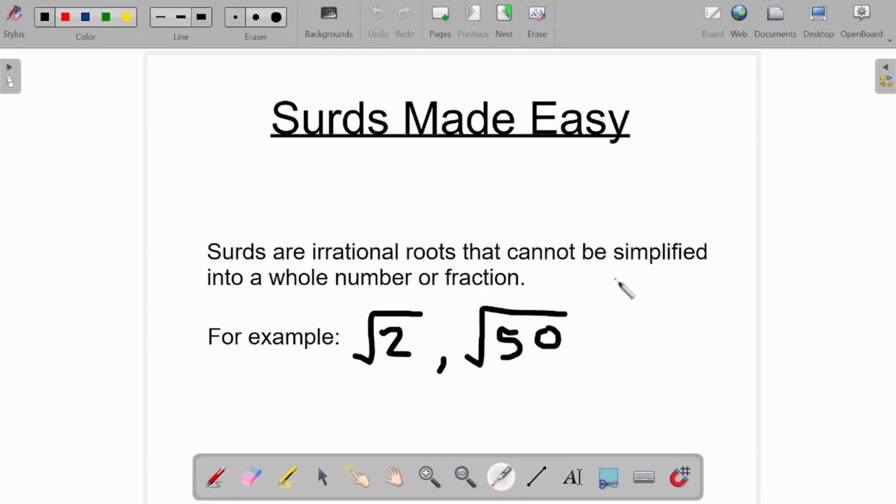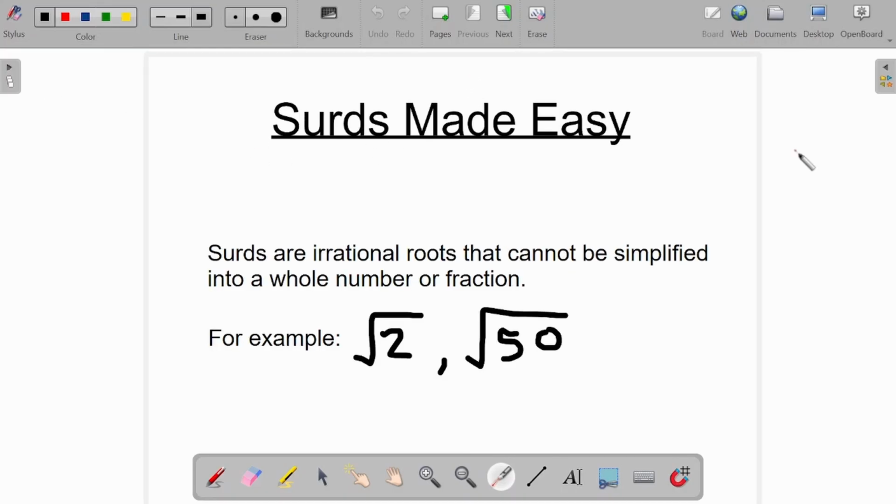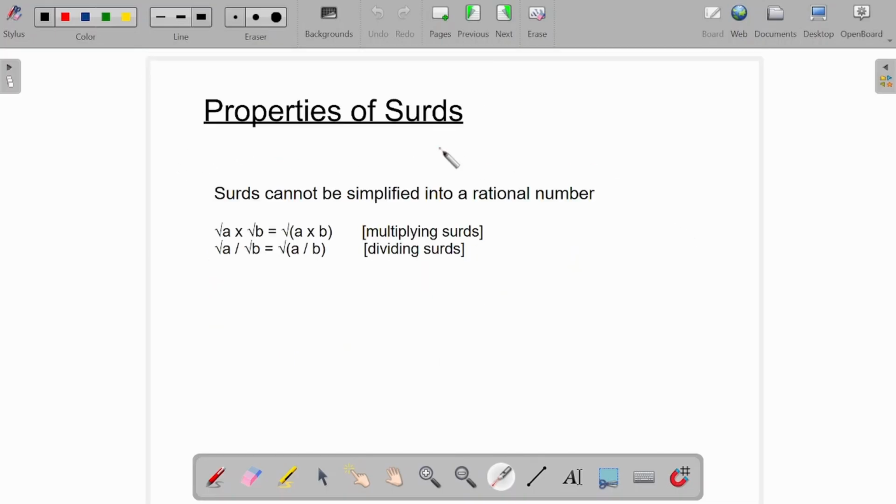Now surds can be quite tricky. I actually struggled with it quite a bit when I first looked at it, but hopefully it's going to be easy to understand after this. So what is a surd? A surd is an irrational number that cannot be simplified into a neat fraction or a whole number. In simple terms, it's the square root of a number that doesn't give you a nice tidy answer. For example, root 2 is a surd because the square root of 2 is an irrational number that never ends and doesn't simplify neatly.